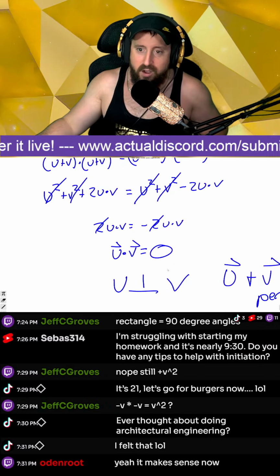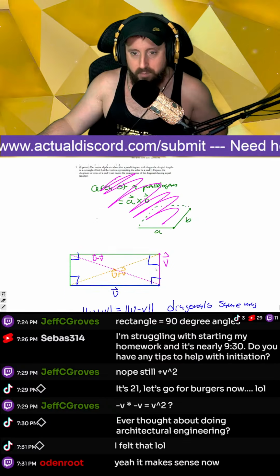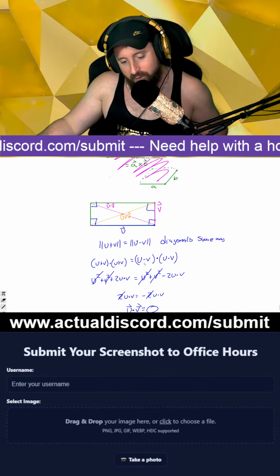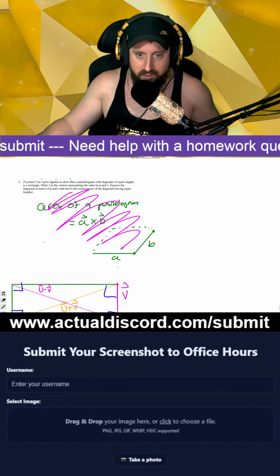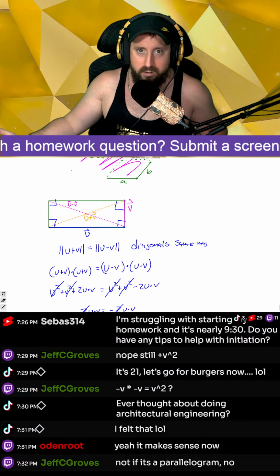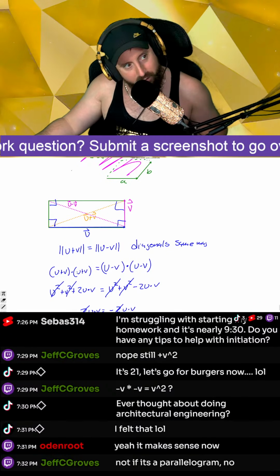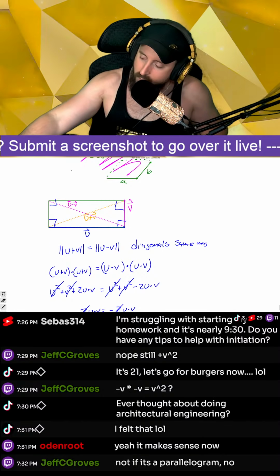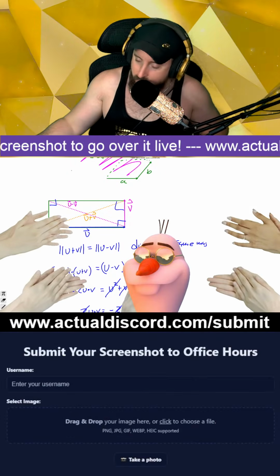That's a tough question, though. Honestly, I wouldn't have got that off the rip. That requires a little, especially if this is the last question on your test. The only way to really know this is to have done it before. Right, exactly. Not if it's a parallelogram. Okay, cool. Good question there. Odin Root, I appreciate it.